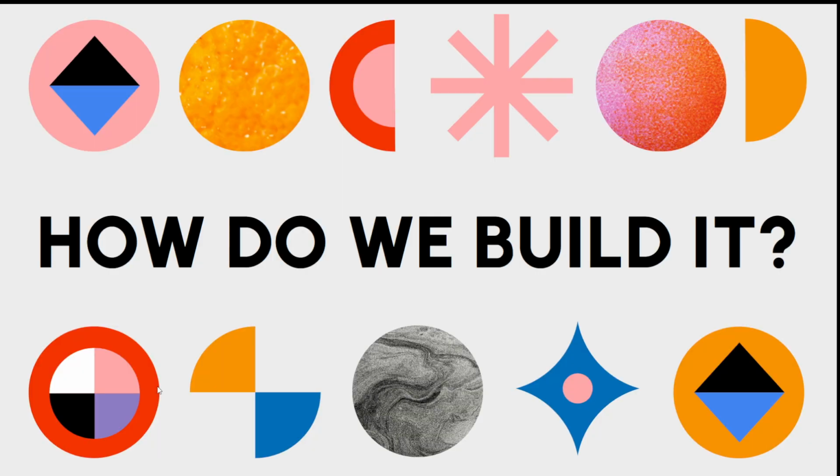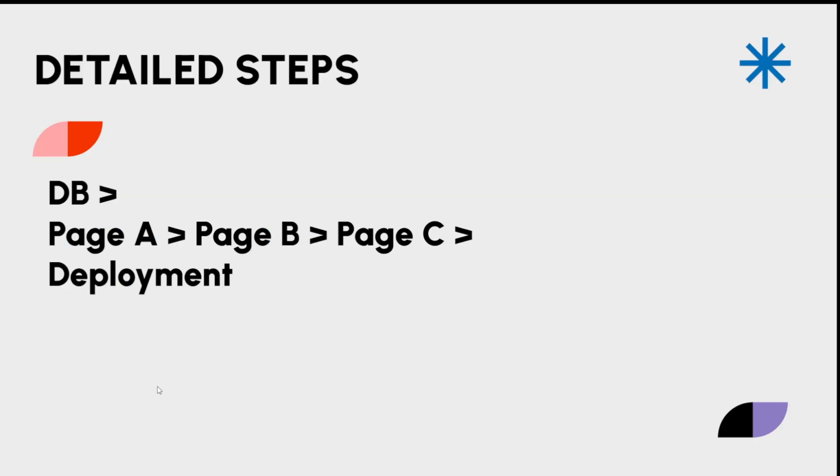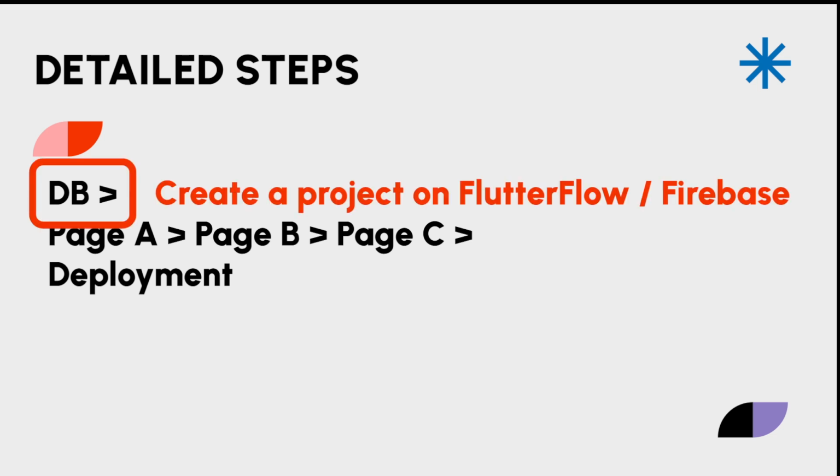So, how do we actually build this? Here are the steps we'll follow in detail. First, setting up the database. Then, designing each of our three pages, page A, B, and C. And finally, deploying the app onto our devices. Alright, let's dive into the first step.